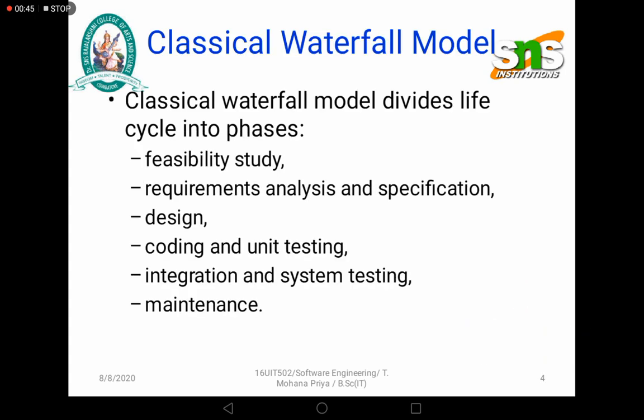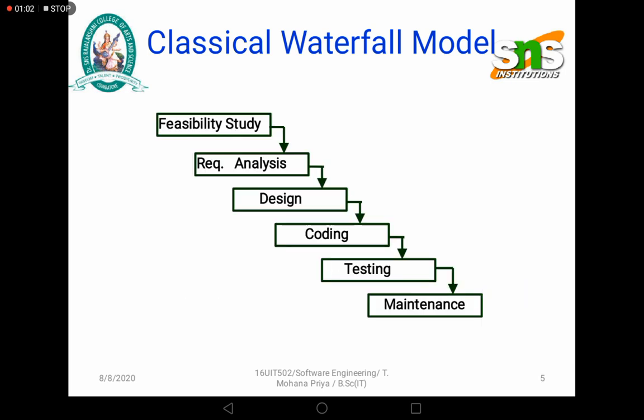Here the classical waterfall model divides the activities into several phases. Phases are also called stages. There are 6 phases: feasibility study, requirement analysis and specification, design, coding and unit testing, integration and system testing, and finally the maintenance phase. This is the actual structure of the classical waterfall model.